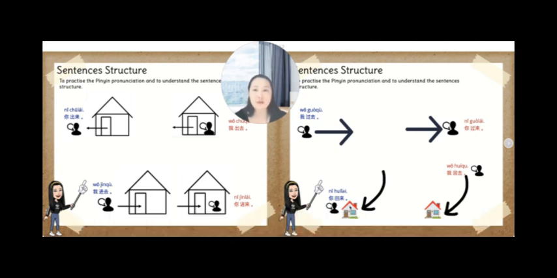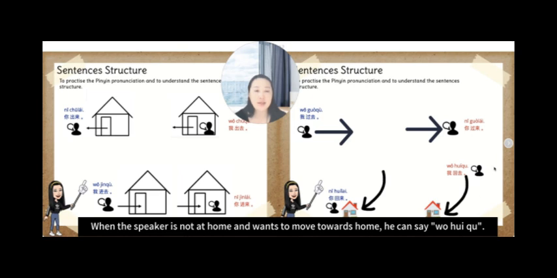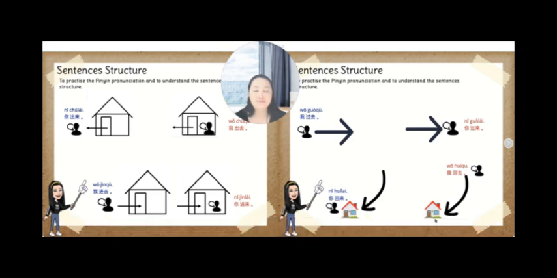Okay, so the bottom left picture, here we have the verb 回, which means come back. So when the speaker is at home and he wants the other person who is not at home to come back home, he can say 你回来，你回来。Okay? So the bottom right picture, when the speaker is not at home, but he wants to move towards home, he can say 我回去，我回去。Alright? So that's the content of the directional complement sentences.